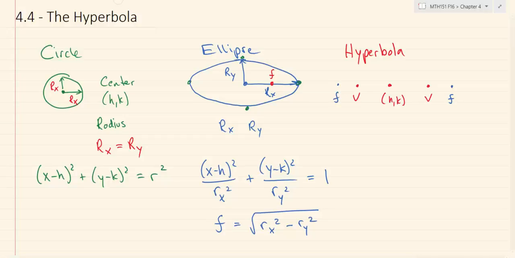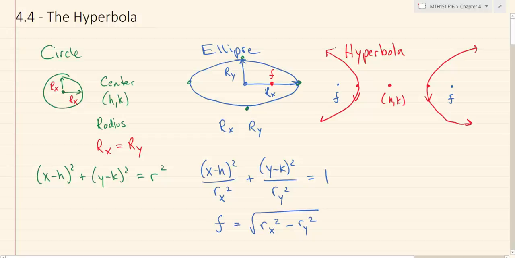So that means it opens towards the focal point like this and towards the focal point like this. There still is an r sub x, which is the distance from the center to the vertex. That's r sub x. And there's still an r sub y, but r sub y doesn't really touch anything. There's almost like a hidden ellipse in here.